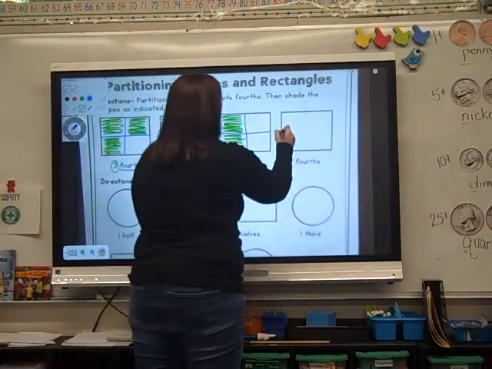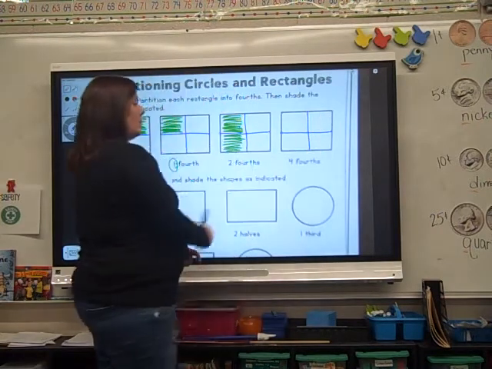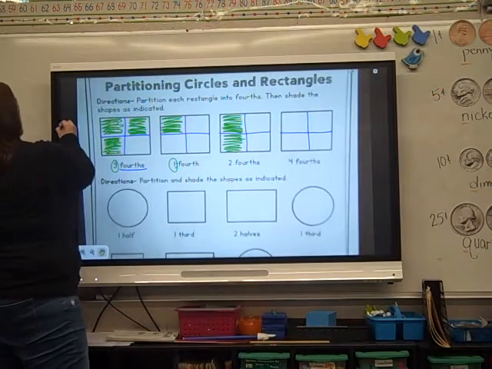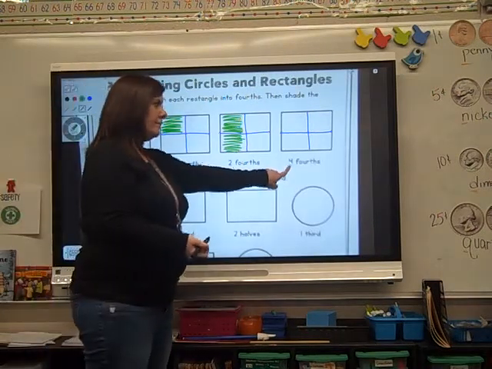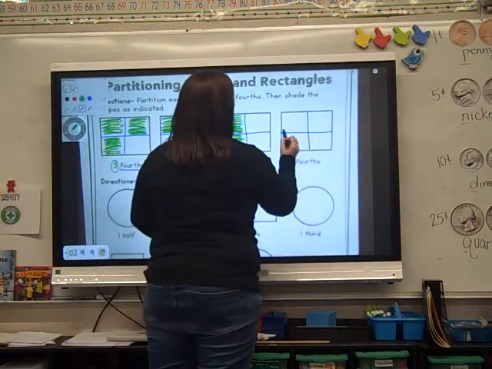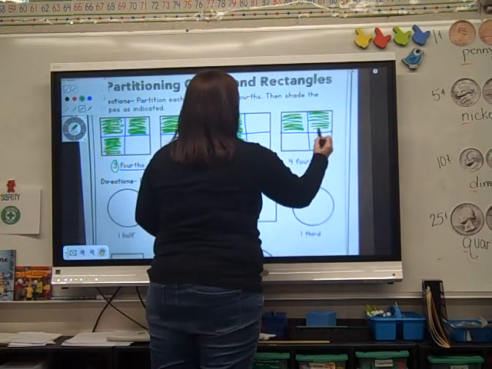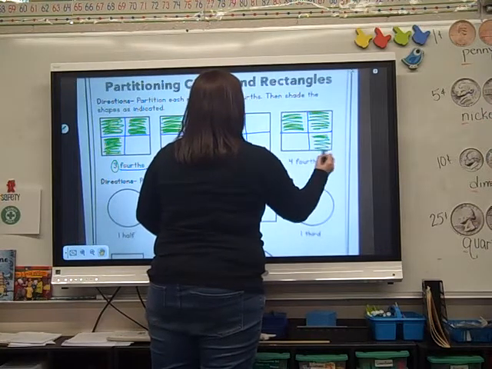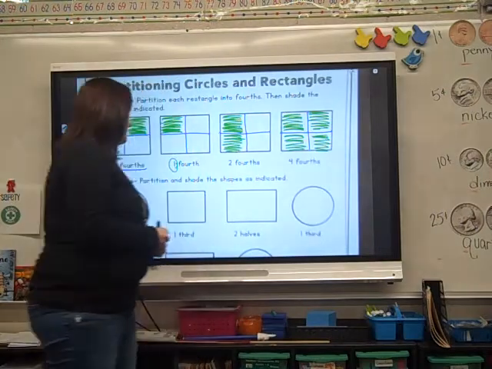Let's cut it into 4ths again. Now they want us to color 4/4. So how many pieces is that? 4. We got to color 1 piece, 2 pieces, 3 pieces, 4 pieces.